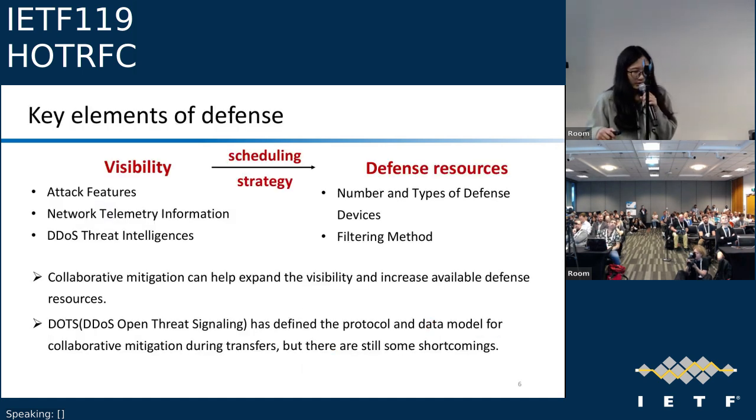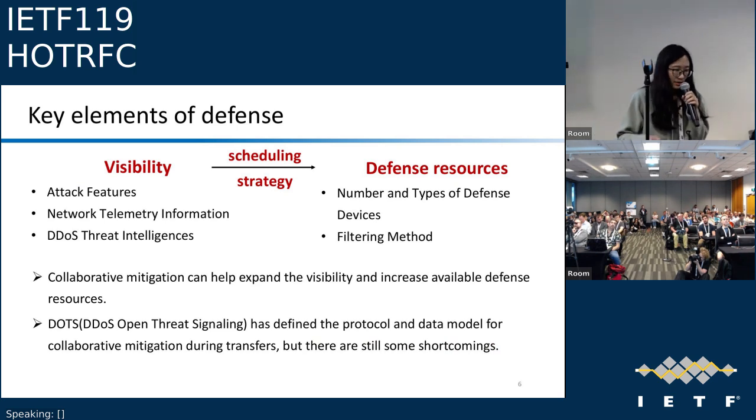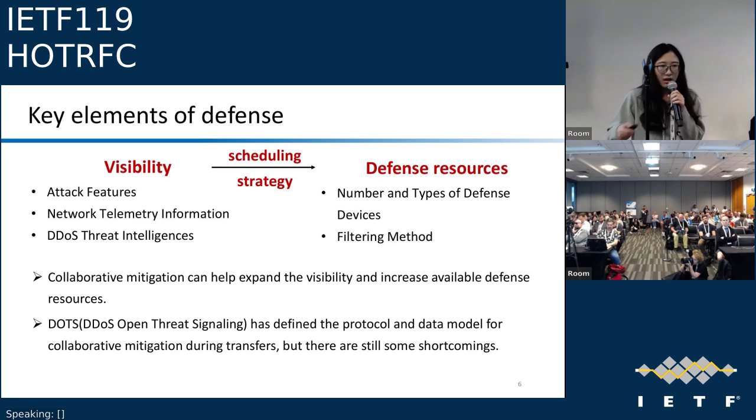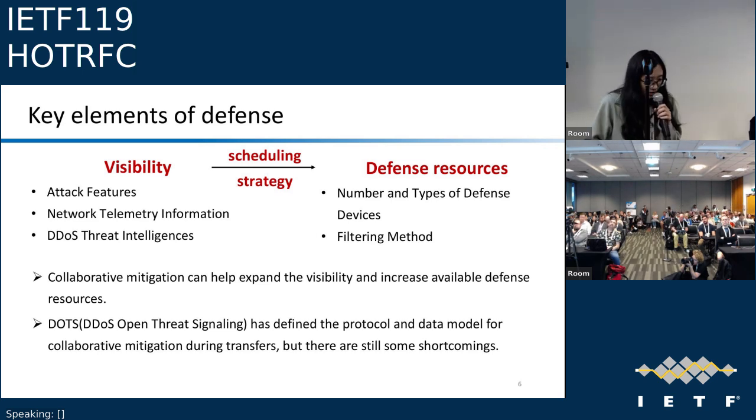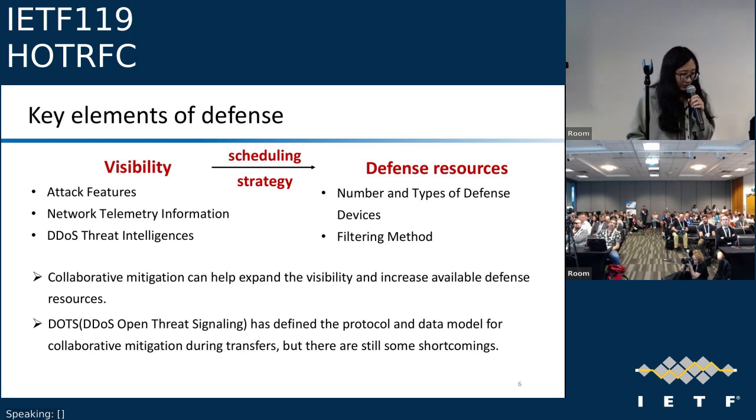So that's very important. There are 2 key elements of defense. One of them is visibility. The other is defense resources based on the visibility, which means all the useful information about the defense scheduling strategy. They can be the attack features, network telemetry information, or DDoS threat intelligence. And based on this kind of information, they can do the schedule strategy and use the defense resources to do the mitigation. So we think collaborative mitigation can help expand both the visibility and increase the available defense resources.